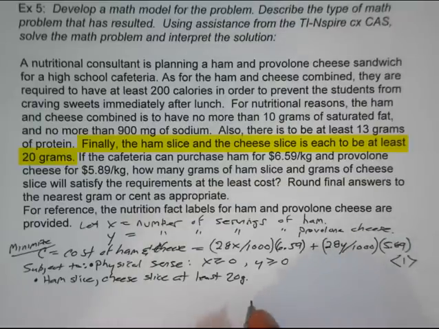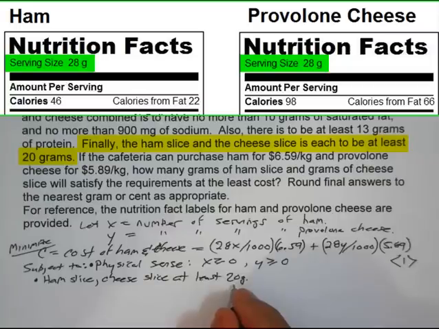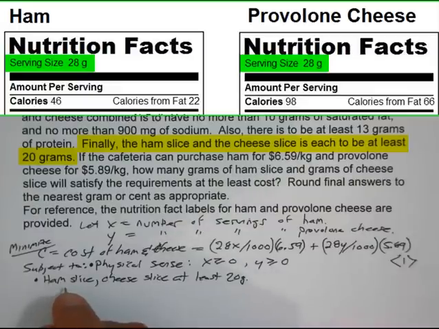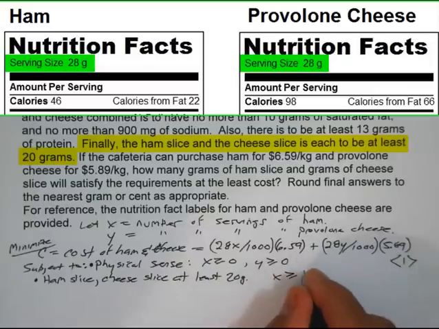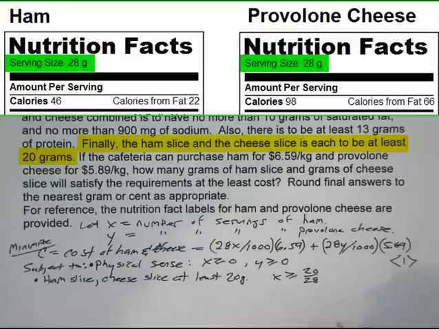Alright, we're using number of servings as the basis. So we could take this idea of 20 grams and convert that into what kind of serving that is, again using that 28 grams as the basis for a serving size. In other words, claiming you have a 20 gram ham slice is equivalent to saying you're going to have x greater than or equal to 20 over 28. And okay, this simplifies a little bit, right? Factor of 4 cancels, 5/7.